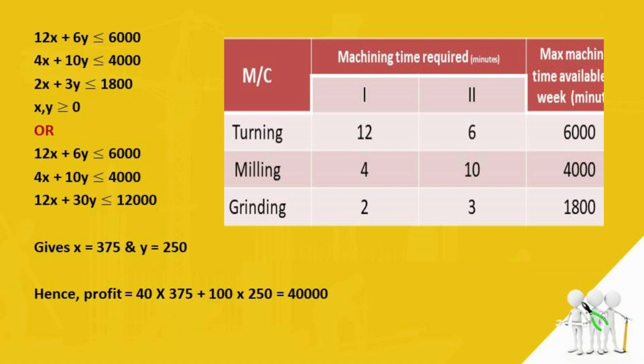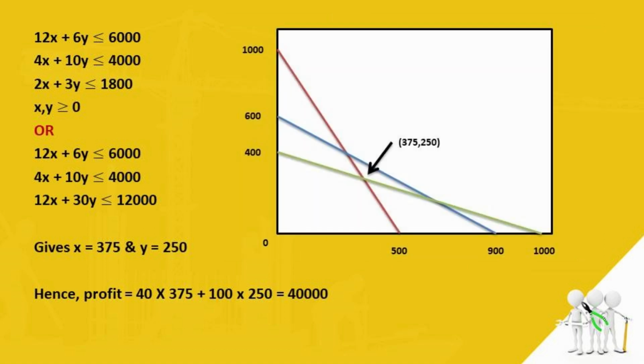So for the turning center, the constraint can be written as 12x plus 6y less than or equal to 6000. For the milling center, 4x plus 10y less than or equal to 4000. And for the grinding machine, 2x plus 3y is less than or equal to 1800, in which x and y are obviously greater than or equal to 0.